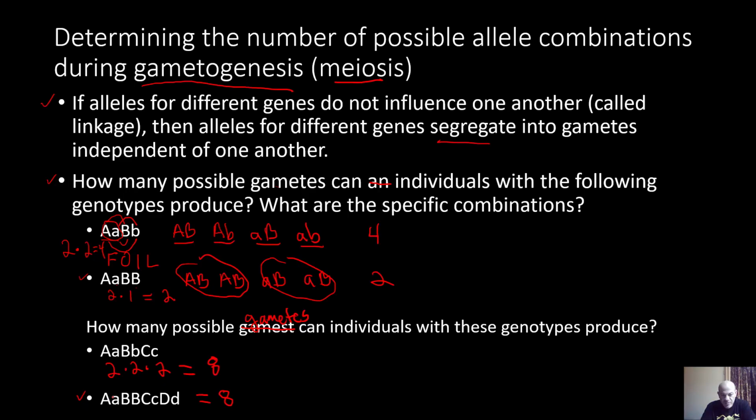The reason for that is it's 2 for the first one for A because it's either big A or little a, but you have big B and big B for the second one. That's only 1 possibility, so that's 2 times 1. Here you have 2 possibilities for C and 2 possibilities for D, so that's 2 times 1 is 2, times 2 is 4, times 2 is 8. So in this case, even though we have 4 different traits that we have alleles for, there's only 8 possibilities there because one of the genes, or one of the traits, is homozygous, so there's only 1 possibility for the B gene.